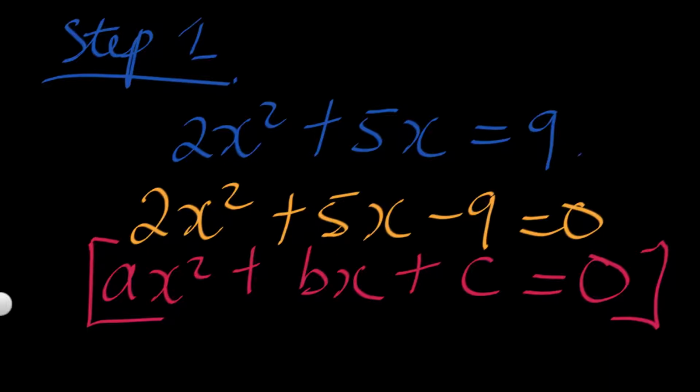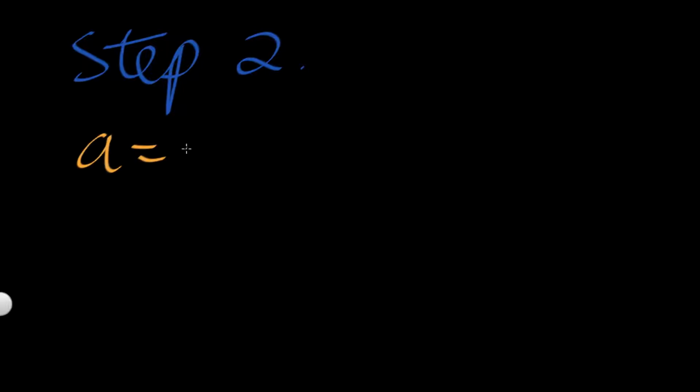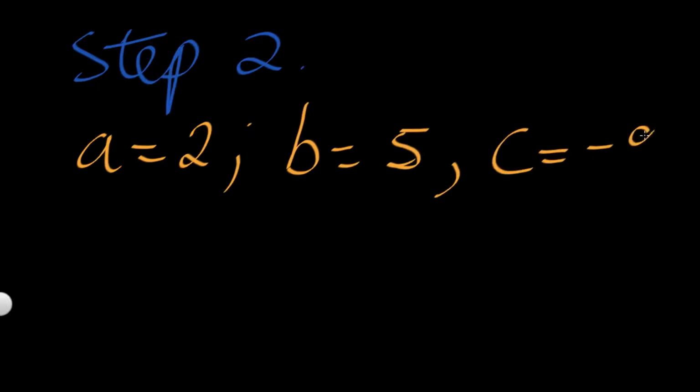In step 2, let's identify our a, our b, and our c. So let's move on to step number 2. Once we have written in standard form, we can easily see who is our a, who is our b, who is our c. So in this case, we can see that our a is equals to 2, our b is equals to 5, and our c is equals to minus 9. That's all we're doing in step number 2, identifying our a, b, and c.